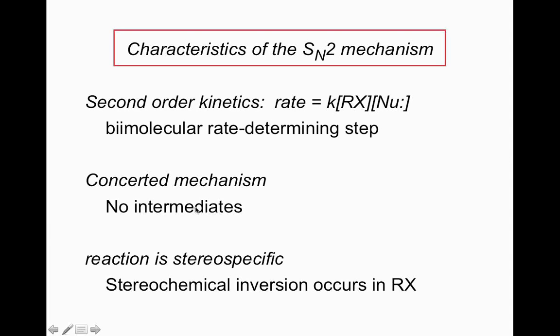There are no intermediates. If an alcohol is involved, you have a preliminary step that involves the protonation of the alcohol, but the SN2 step itself does not involve any intermediates. Also remember that the reaction is stereospecific, which means that we get one specific stereoisomer out of the reaction if we start with a stereoisomer in our starting materials. For the SN2 mechanism, we always produce a stereochemical inversion in RX such that whatever the stereoisomer you began with, you get its enantiomer out or its diastereomer, depending on how many chiral centers there are.